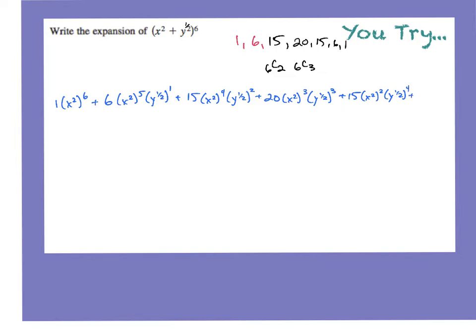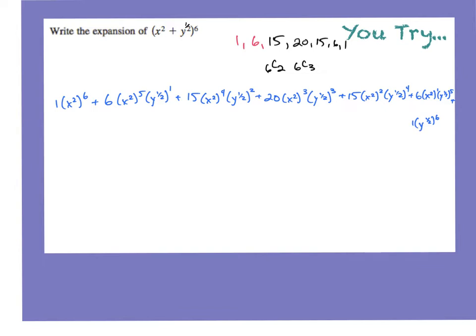Now I'm going to run out of room. And then plus 6 times x squared to the power of 1, and then y to the 1/2 to the power of 5. And then plus 1 times y to the 1/2 to the power of 6. And now we just need to simplify it up a little bit.